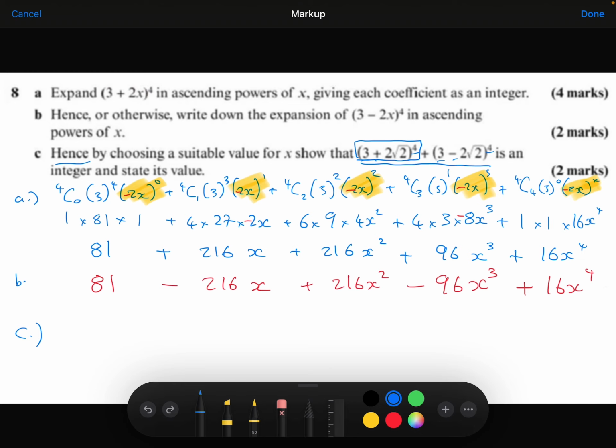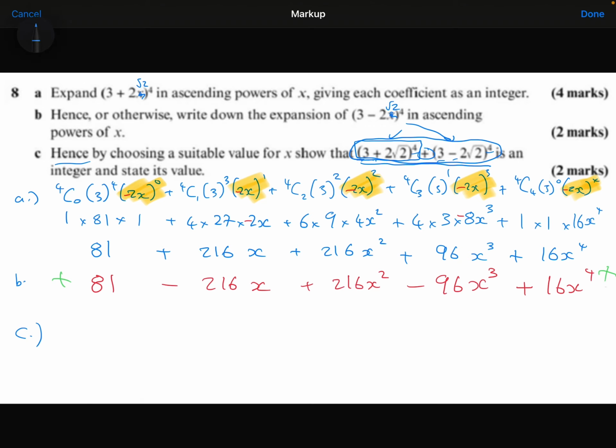If I took my answer from part A and put a root 2 here instead of the x, then it matches up. And similarly, for this here, if I took my answer from part B, and again, put root 2 here instead of the x, then this matches up. And then I can just add my two answers together. So basically, if I just add my answer from A and B together, it will give me all of this, and then I just make x equal to root 2. So let's do that. Let's add my answer from A and B together.